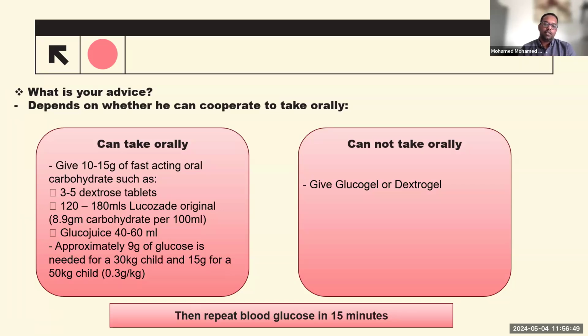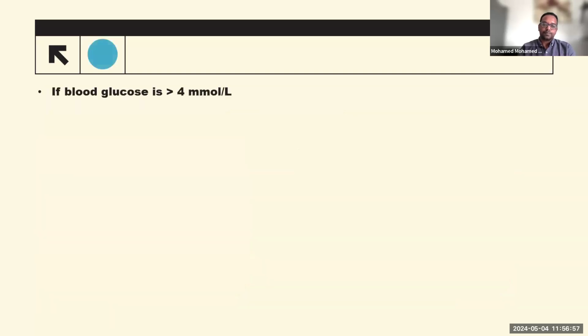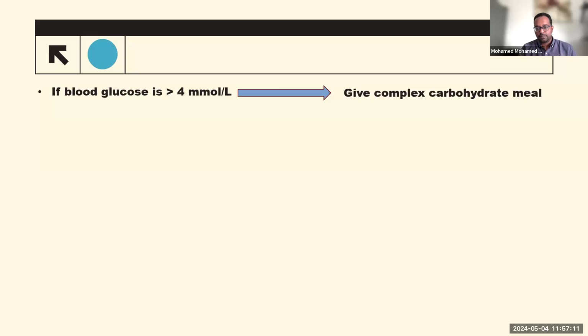So I gave her that advice. He can't take orally. He said, okay, let's give him 4 tablets of dextrose tablets. He had that. And in 15 minutes, you reassess. If blood glucose is more than 4 millimoles, i.e. hypoglycemia has resolved, then you have to give them something to maintain this, a complex carbohydrate meal.